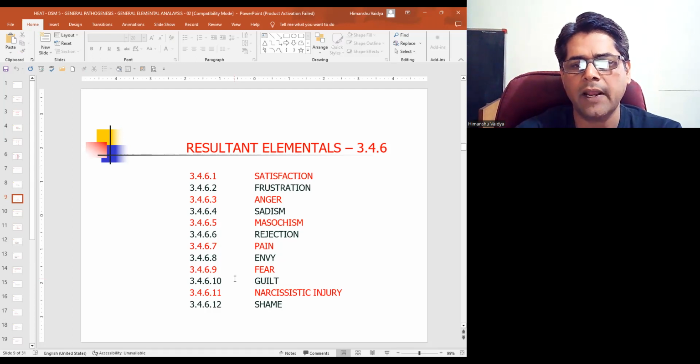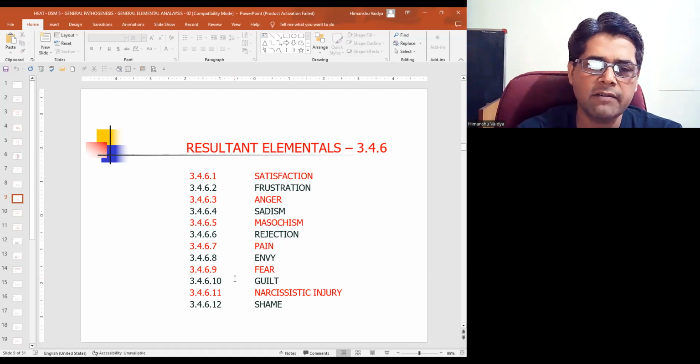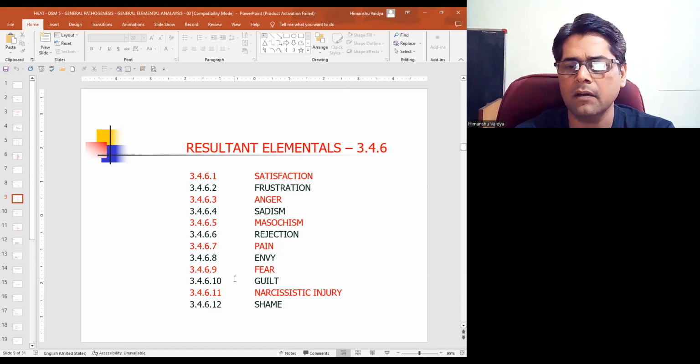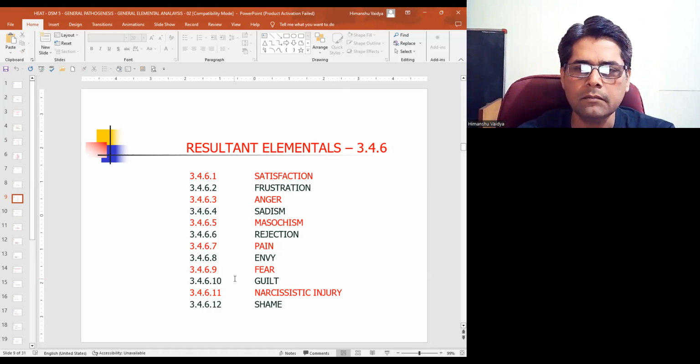6.10, 6.12 are very important resultant elementals, which have accumulated over a period of time in the bipolar category. 6.5 is often found. 6.9 is often found. 6.2 is almost universal. It will be found everywhere.